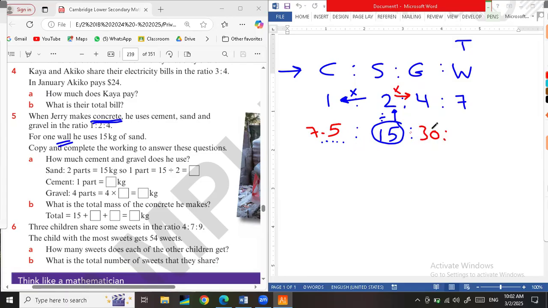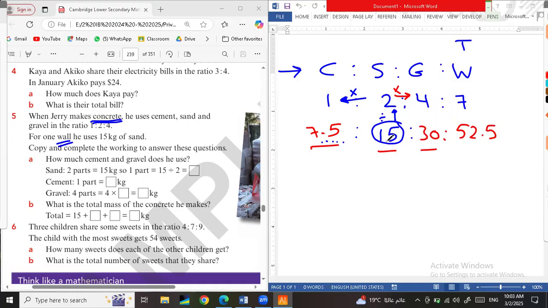All right, what if I wanted the wall? If I wanted the total mass of the concrete, the total mass of the wall, you can just add 7.5, 15, 30. Add them up. They're going to give you the mass of the wall or the concrete at the end. 30 and 15 is 45, 45 and 7.5 is going to be exactly 52 and a half. So 52.5 is the mass of the wall.